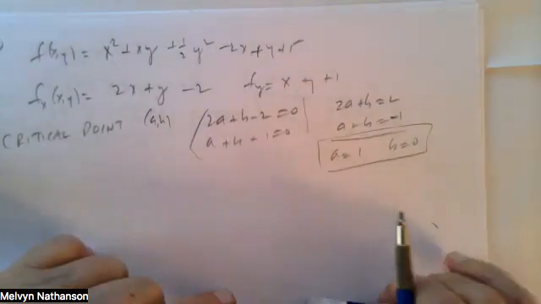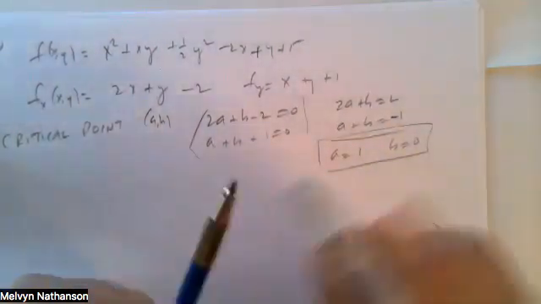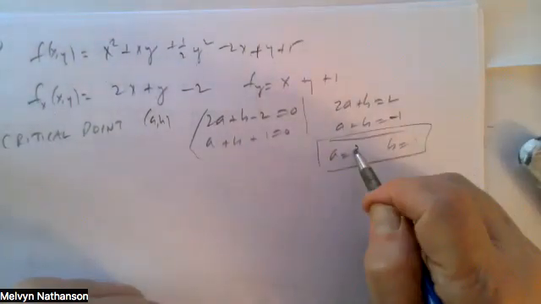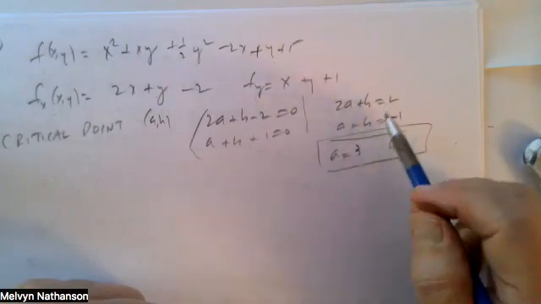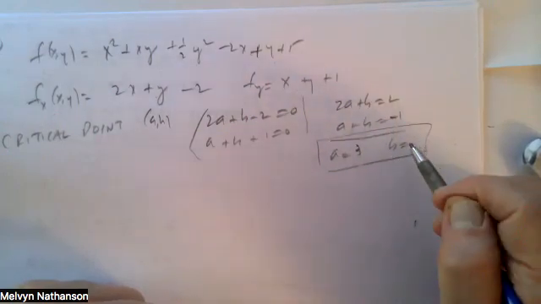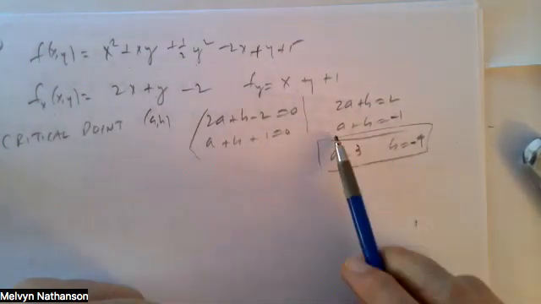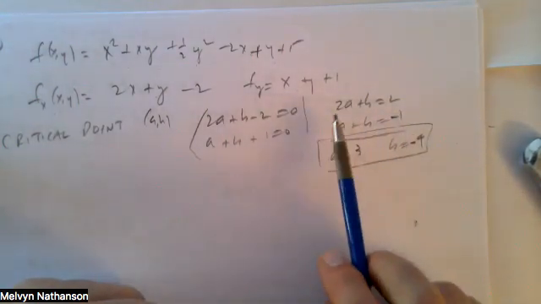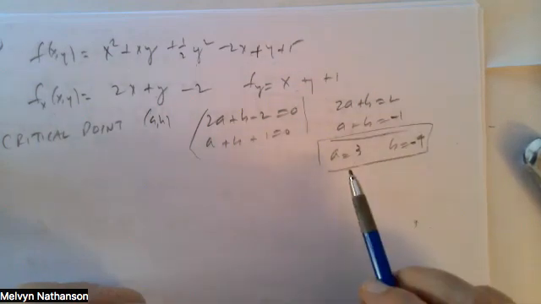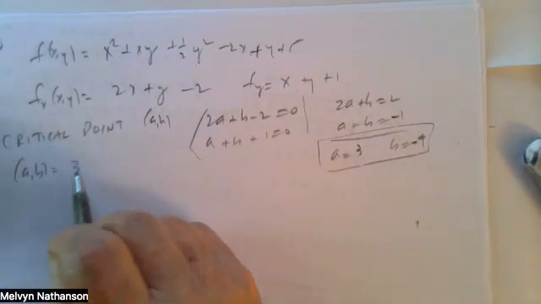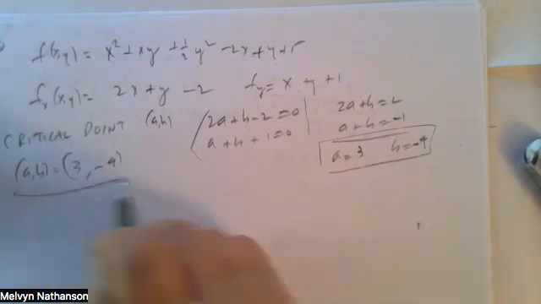So if I subtract the second equation from the first, I get a is equal to 3. And if a is equal to 3, b is equal to minus 4. Right? 3 minus 4 is minus 1. 6 minus 4 is 2. So the one critical point is (a, b) equals (3, -4).